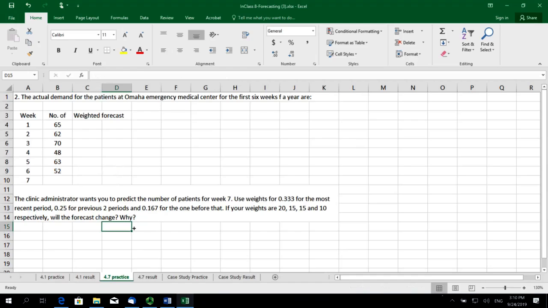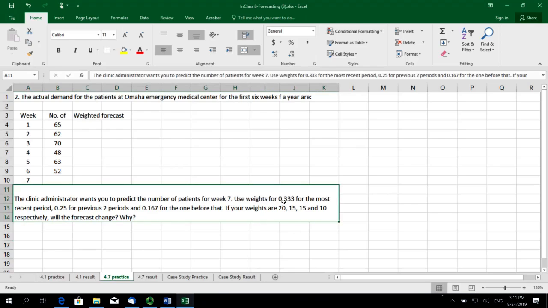For the second practice question, the actual demand for patients at Omaha Emergency Medical Center for the first 6 weeks of a year. So these are the given data. The clinic administrator wants you to predict the number of patients for week 7, using weights of 0.333 for the most recent period, 0.25 for the previous 2 periods, and 0.167 for the one before that. And the second practice question is to change the weights.